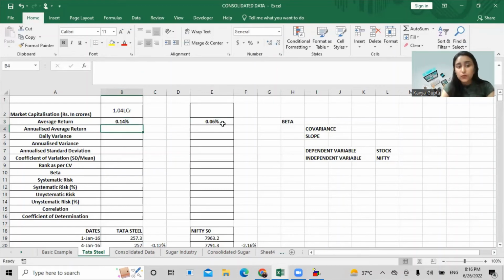Okay. Annualized average return क्या होता है? अच्छा, how many trading days are there in a year? किसी को कुछ आइडिया हम कितने ट्रेडिंग डेज जनरली कंसिडर करते हैं एक ईयर में?